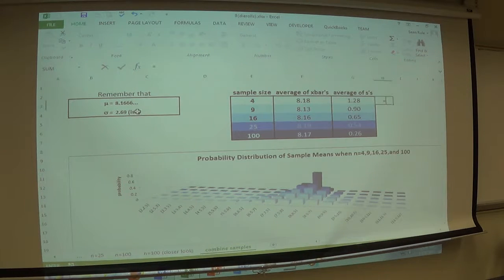Equals 2.69 divided by that. Here, we'll let Excel do it for us. Oh, I'll do it the other way. Equals G3 divided by 2.69. It's about 3. Does you mean G4? No, G3 right now. I want to copy this down.